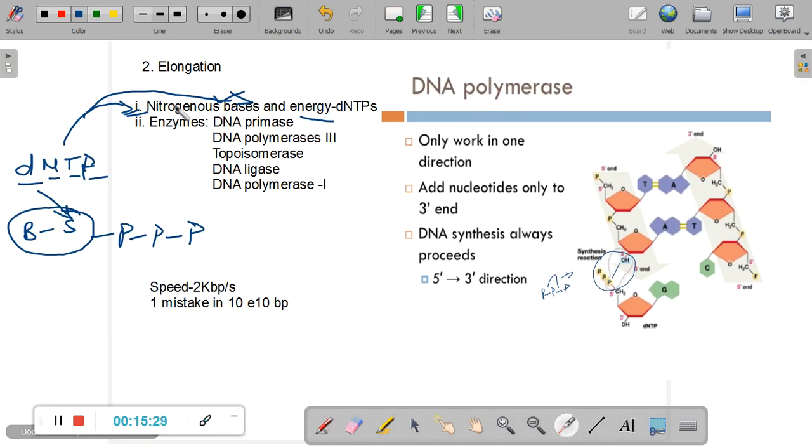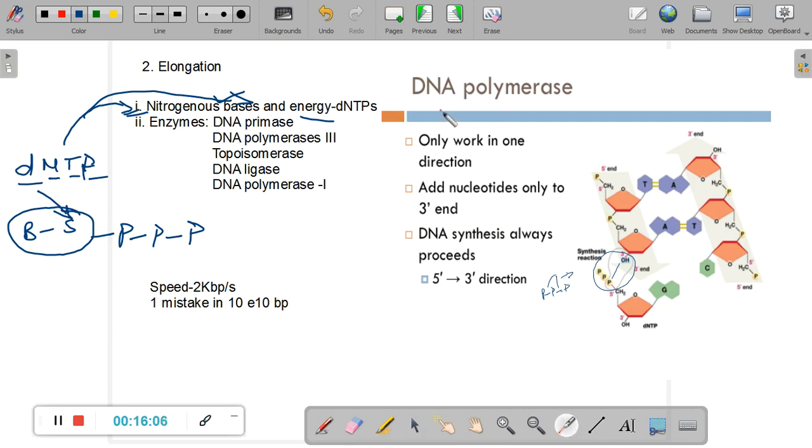Now, the process of elongation requires nitrogenous bases, and what provides the energy? dNTPs, deoxyribonucleoside triphosphates. What else is required for the process of elongation? We require an enzyme called DNA primase. We'll see why. We require an enzyme called DNA polymerase, topoisomerase, DNA ligase, and another kind of polymerase. So there are different types of polymerase enzymes. We'll look at their functions in a little while. But before we proceed any further, we need to understand the role and the conditions required for the functioning of one of the most important enzymes of the process.